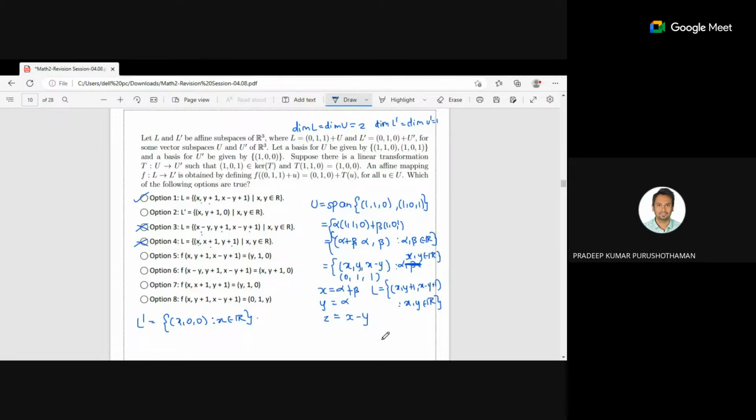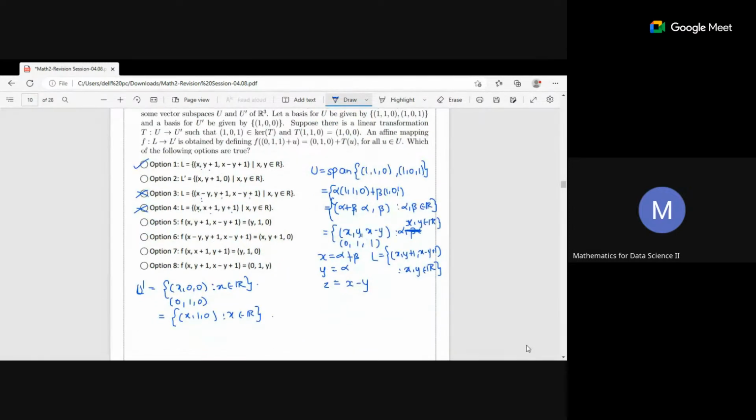Yeah, thank you. And this is your U dash. Your U dash is the set of all x comma 0, 0 such that x is in R. And what is the vector you are adding to it? You are adding 0, 1, 0. So what will you get? x comma 1 comma 0, x is in R. So do you get such an L dash here? No, ma'am. Okay, it is not the case. So this is not an answer for L dash. L dash is of this form. The second coordinate is a fixed number 1. It cannot be any y plus 1.